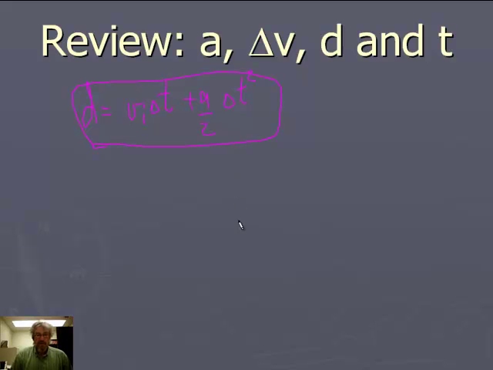We also had another equation that gave us a final velocity, and that turned out to be final velocity is equal to the square root of the initial velocity squared plus 2 times the acceleration times the distance. And then we looked at a special case where a is equal to g, and both of these equations work, and that's when an object is just freely falling.